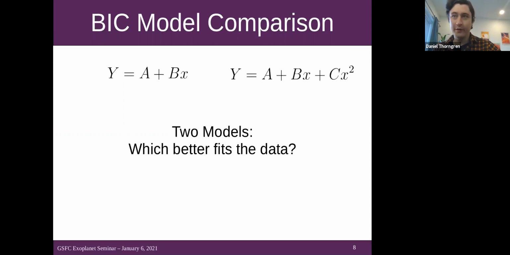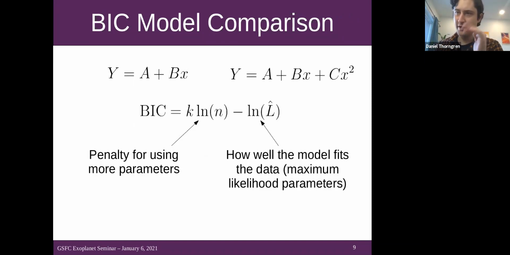So to do this, I'm going to make a mildly excessive use of the Bayesian information criterion. I'm going to explain that in case you don't know anything about it. So suppose you have two models that are trying to explain the variable y, and you'd like to know which one fits the data better. Well, the Bayesian information criterion is one way that you can go about that.